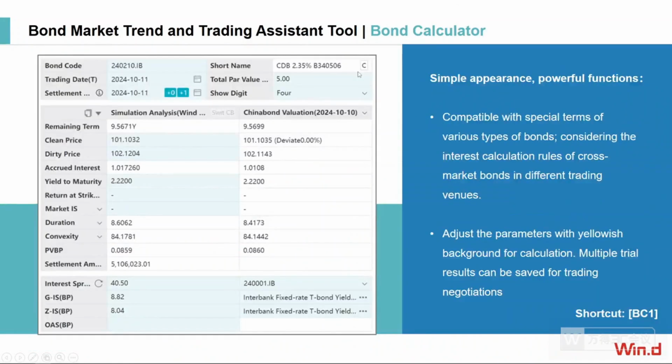And at the end of our first part, our terminal also provides several assistant tools for the bond trader. Take the bond calculation, for example. We can calculate the bond price with your own forecasting. So how can we use such a simple and powerful calculator?